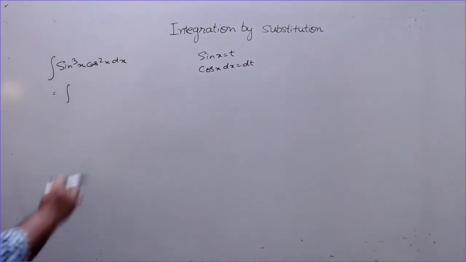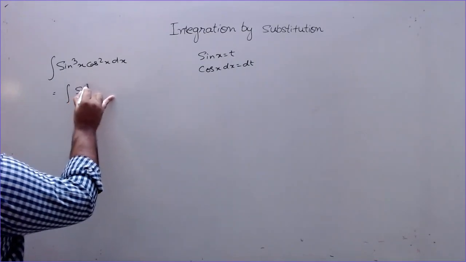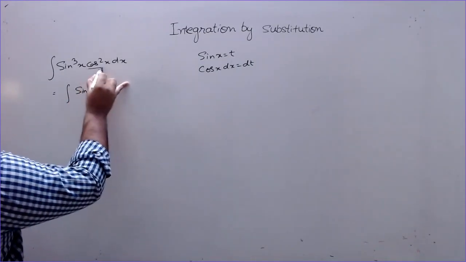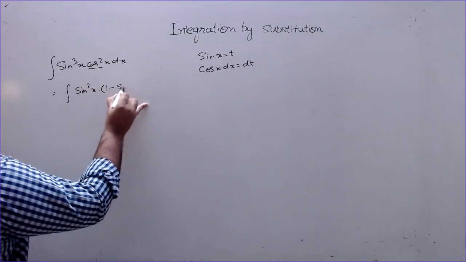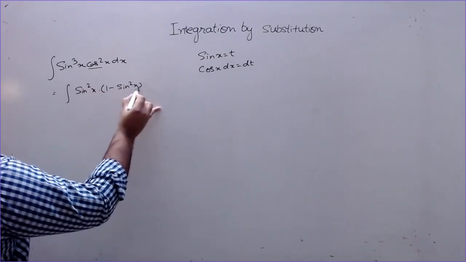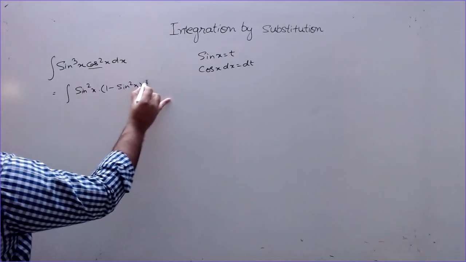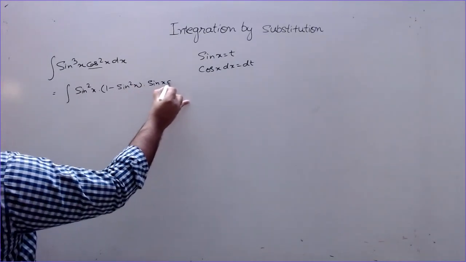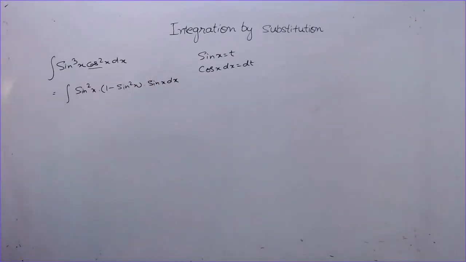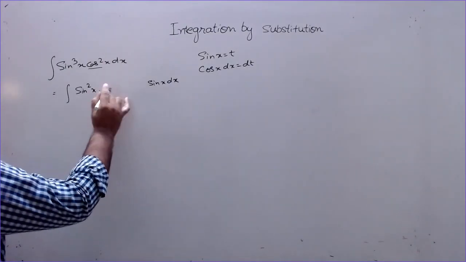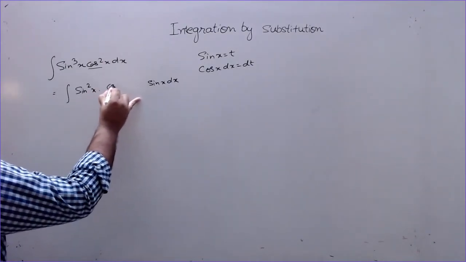So I can write this as sin square x, and for cos square x I can write 1 minus sin square x, and one of the sin x I can write here, dx. So this all becomes in terms of sin. You can solve it by this, or you can write here in place of cos square x, 1 minus sin, so let it be cos square x.